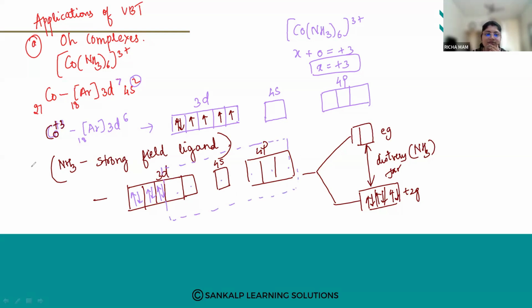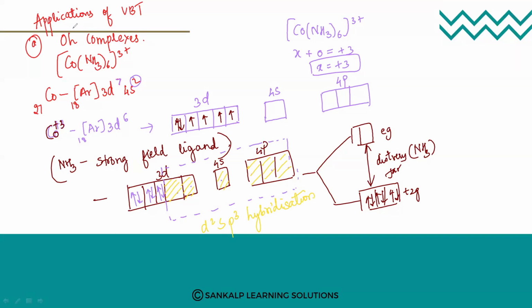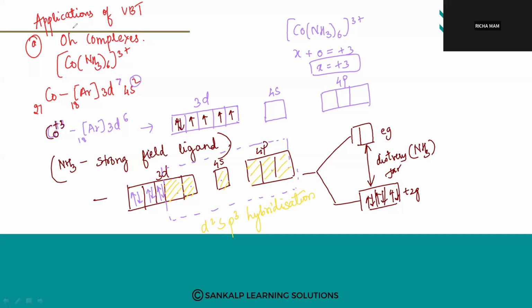Now, what is the hybridization? What all is left here? So your D2, then this is S, and P3. So D2sp3 hybridization. So the hybridization of the hexaamino cobalt complex is D2sp3 hybridization.